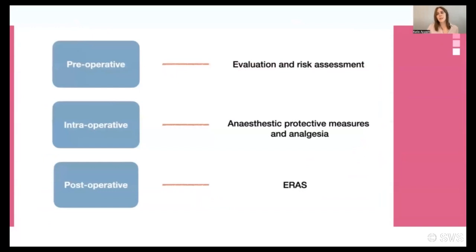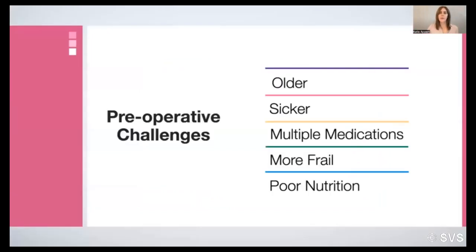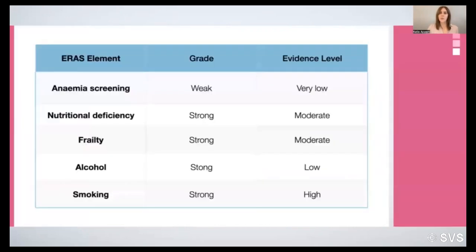So the guideline has nicely set out recommendations for each phase of the perioperative journey, and I'm going to talk through each one of those in turn. So let's look at the preoperative challenges facing vascular patients. We know that patients presenting for vascular surgery tend to be older, sicker with multiple comorbidities, and with poor physiological reserve. They tend to be on multiple medications, are frailer, and are poorly nourished.